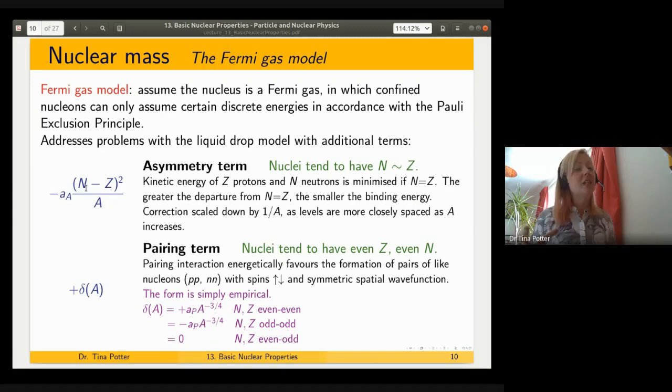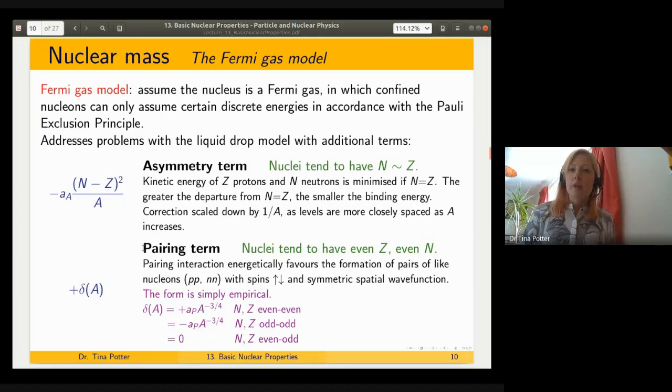Now, this is quite an interesting correction to our binding energy because as you get to larger and larger nuclei, higher A, essentially, our energy levels are actually more closely spaced, and this asymmetry term essentially gets scaled down.